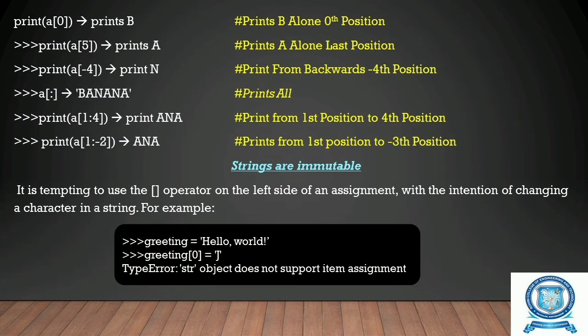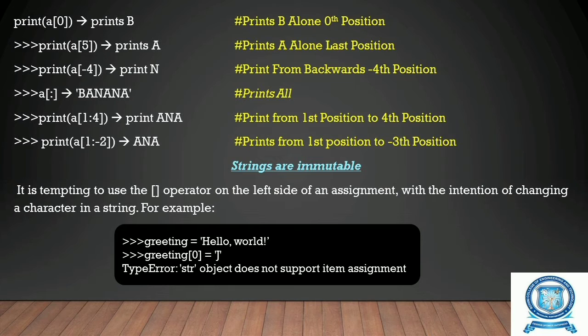So, print a of 1:-2. Also, we will get ANA because -2 counts from the right-hand side. So, ANA will be retrieved. Okay. Suppose we are giving a of 1: and the next number is not given. It means from the first position till the last position. So, everything from the first position, that is ANA, till the last we have to write.